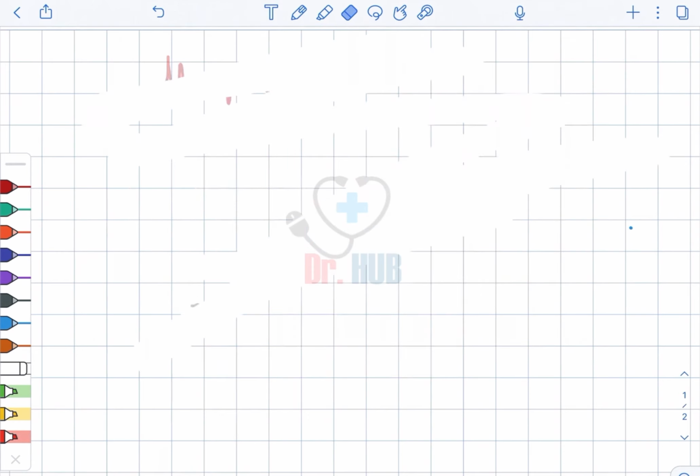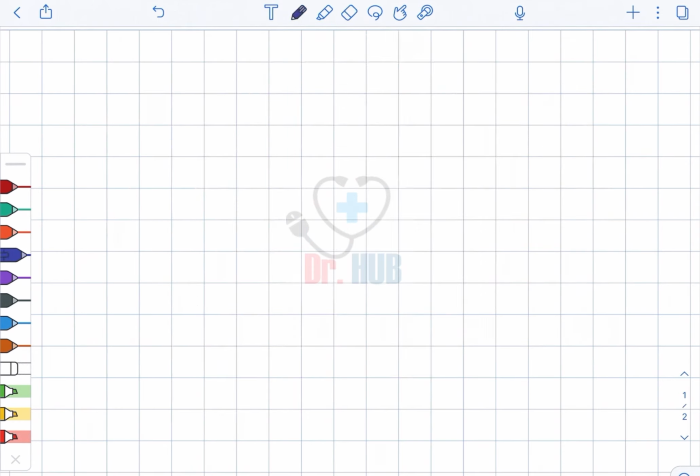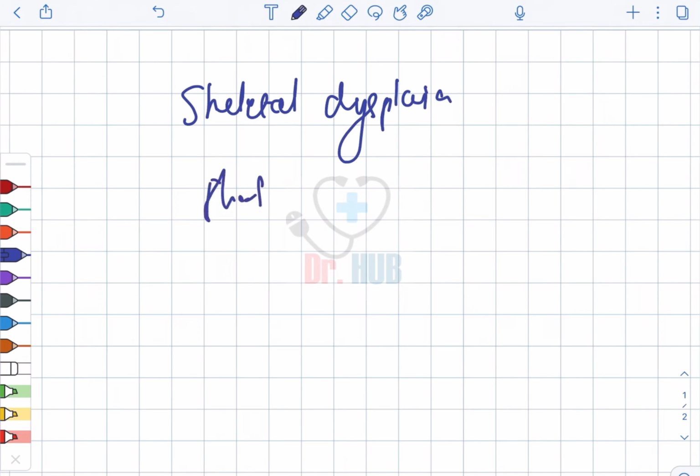Next, looking at the symptoms. Symptoms here involve skeletal dysplasia, as well as short stature.